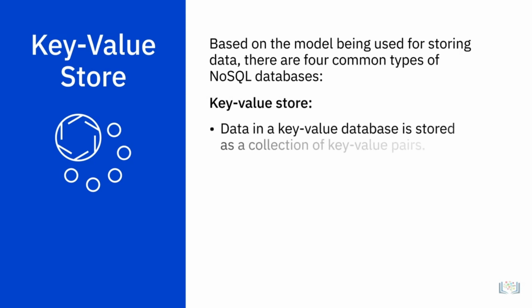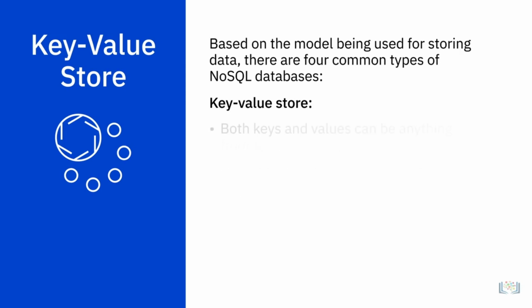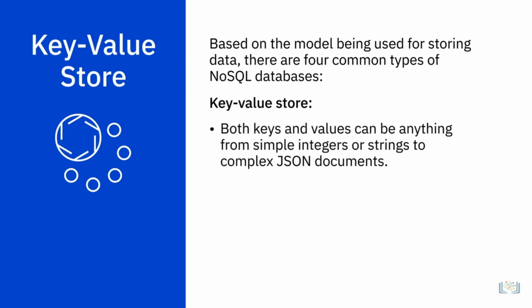Key value store. Data in a key value database is stored as a collection of key value pairs. The key represents an attribute of the data and is a unique identifier. Both keys and values can be anything from simple integers or strings to complex JSON documents.